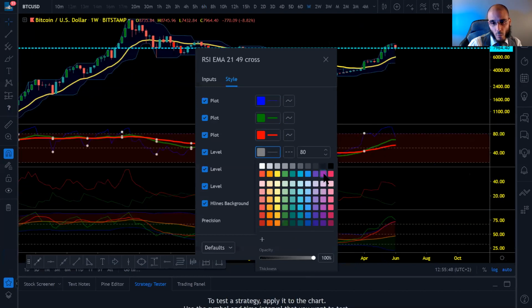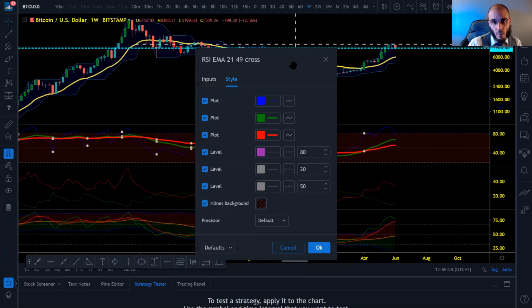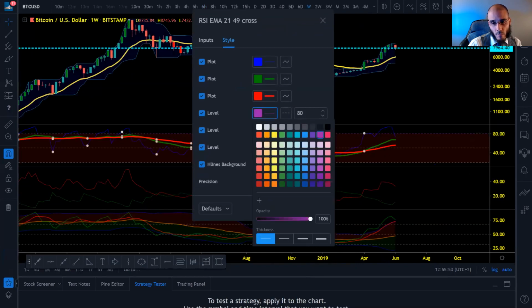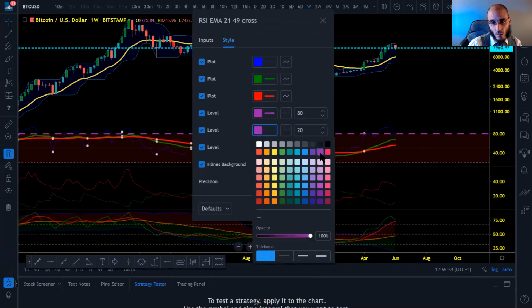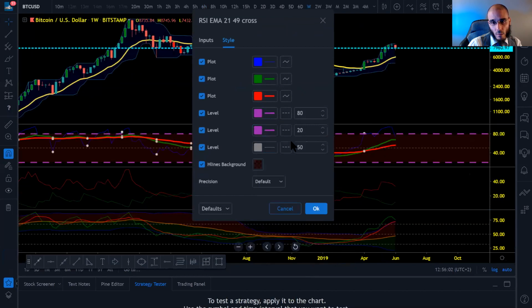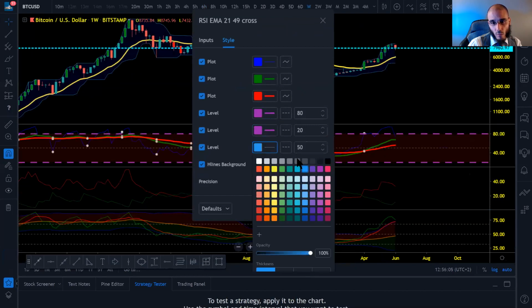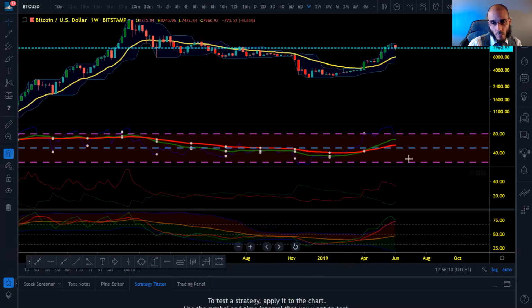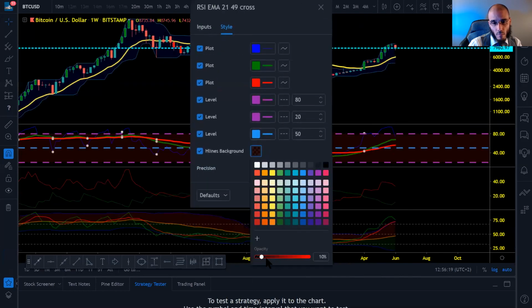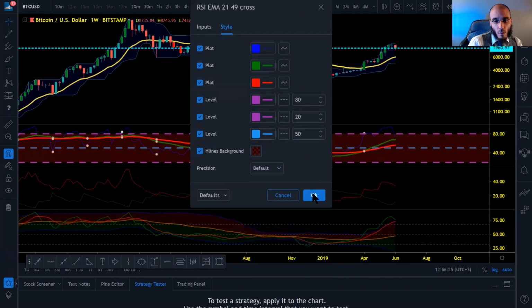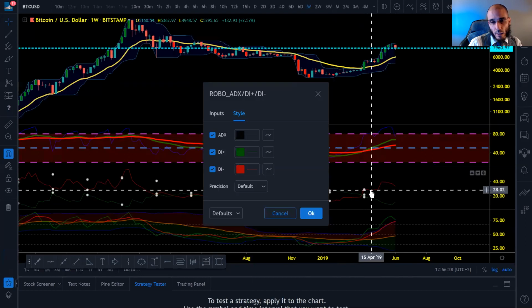Let's put that like this. Let's put that like this. And this one, let's go for blue. Great. Okay, first indicator is set up. Let's do the second indicator.